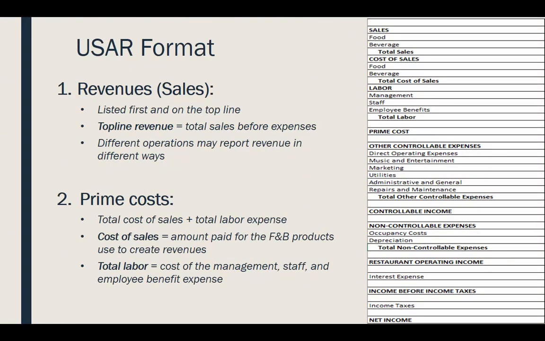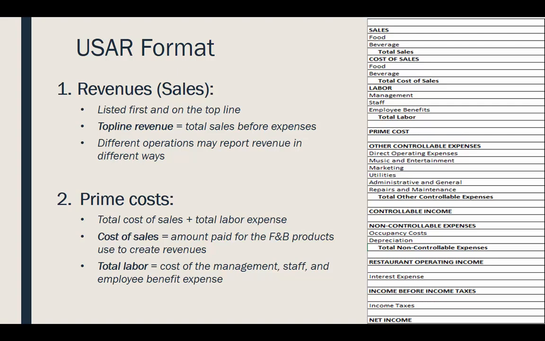First, we'll always have revenues listed, and they will always be listed at the top. We'll refer to it as top line revenue when it's total sales before expenses. Different operations may report revenue in different ways. For this example, it's divided by food and beverage. You may also see this divided into dining room, bar area, and takeout. You may see it divided by breakfast sales, lunch sales, dinner sales.